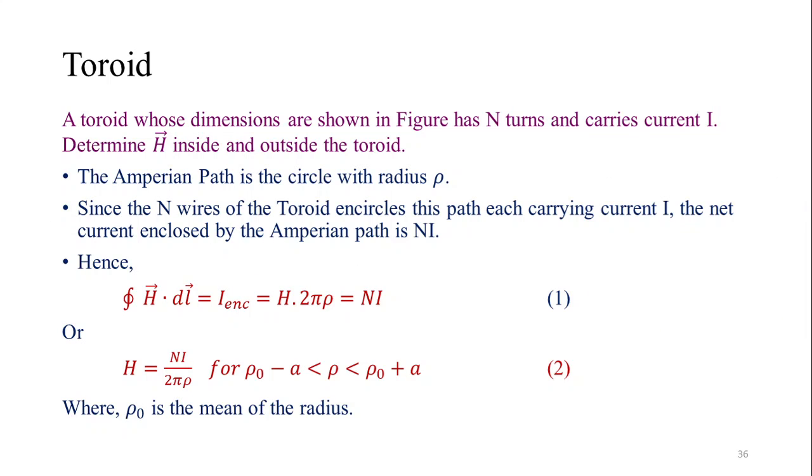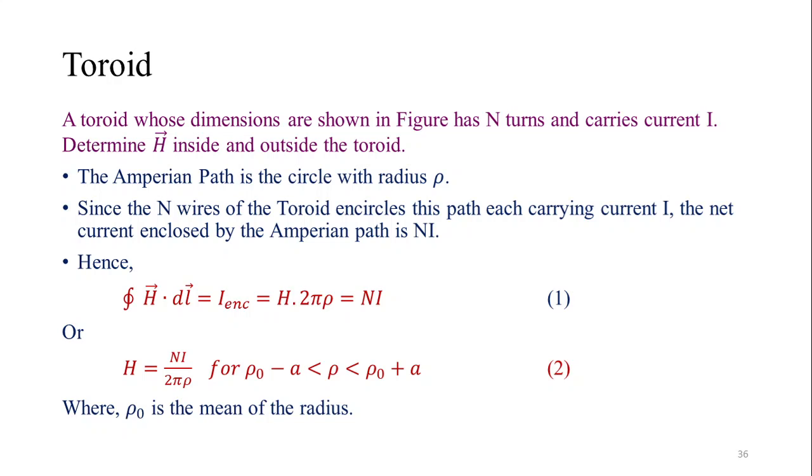Now a toroid whose dimensions are shown in the figure has N turns. Let's assume the number of turns is N, and it carries a current I. The Amperian path is a circle with radius rho. Since the N wires of the toroid encircle this path, and each is carrying a current, the total current enclosed by the Amperian path is N wires, each turn carries a current I, so the total current will be NI. So total current is NI.